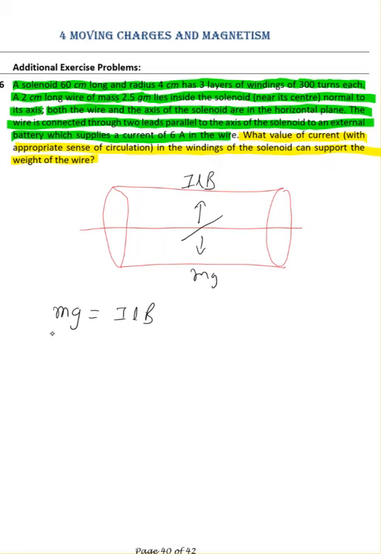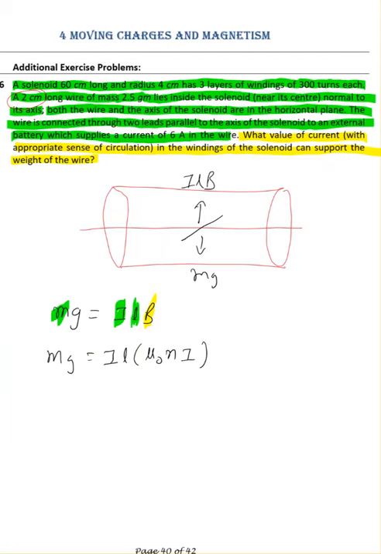Okay. Now what is m here? Mass of the wire. g is gravitational acceleration. What is I? Current passing through the wire. We have to calculate it. What is L? Length of the wire. Do we know the length of the wire? Yes, we know. The length of the wire is 2 centimeter. And which B we are talking about? B is magnetic field produced by solenoid. And then I can write this as mg is equal to I L mu 0 n i.